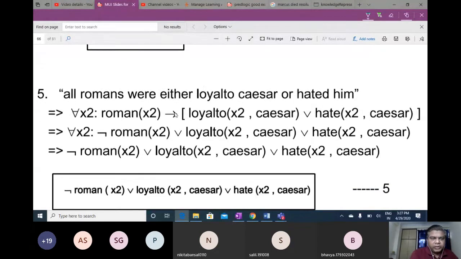Okay, so first the representation in simple predicate logic without CNF is like this: for all x2, Roman x2 implies loyal to x2 Caesar or hate x2 Caesar. So you can see that no existential quantifier is there in this statement. It doesn't come in here at all. We will never need to replace an existential quantifier. We can only find that situation when an existential quantifier is there.